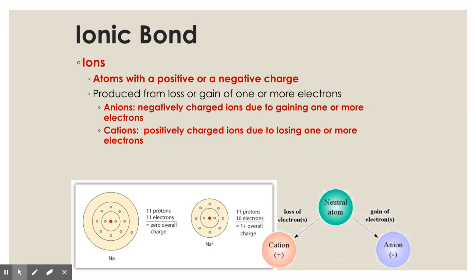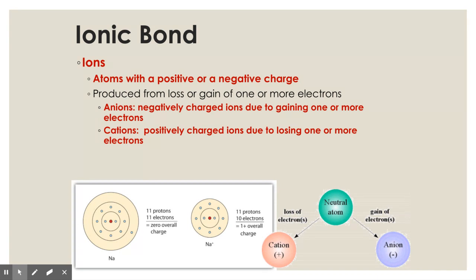We give these ions special names. An anion is the negatively charged, and I like to think anion, a negative. So if that helps you remember, great, use it. If not, throw it out. But anions are negatively charged. And then cations, I like to remember the t in cations looks like a plus sign. So cations are positively charged.